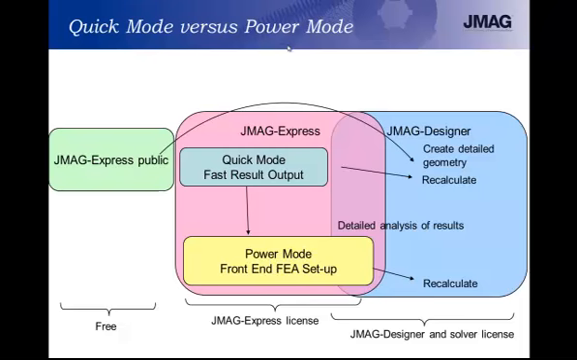If we look at Quick Mode versus Power Mode, there's a few differences. So in the JMAG-Express environment, we have JMAG-Express Public, which is free for download on the JMAG International website. Next, we have specific licenses for JMAG-Express for Quick Mode, which again outputs results in seconds, versus Power Mode, which is basically just a front end for JMAG Designer. Both Quick Mode and Power Mode can interact with JMAG Designer to do a more detailed analysis and recalculate the results that are brought in from JMAG-Express. But working in JMAG Designer requires special JMAG Designer licenses as well as solver licenses.